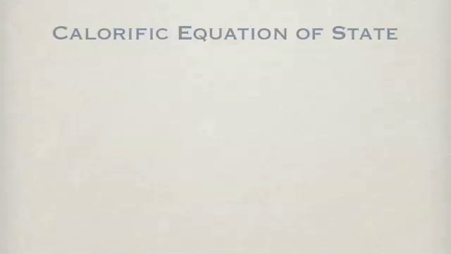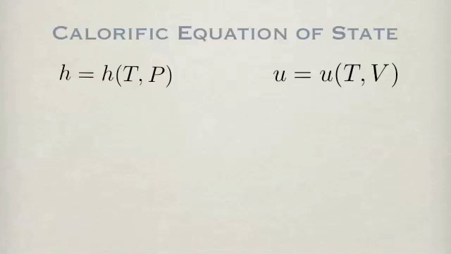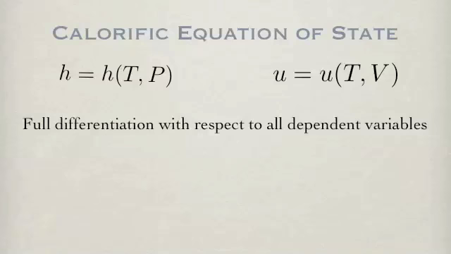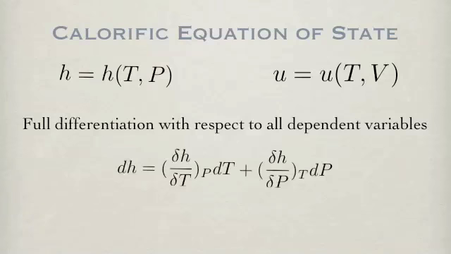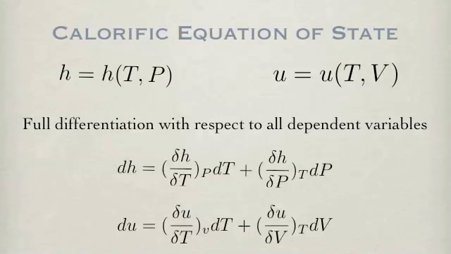To study the changes of energy, let us look at the energetic quantities H with respect to T and P, and U with respect to T and V. Looking at the differential with respect to the independent variables. H is dependent on T and P, and dH is the differential with respect to T and P, dT and dP. U is dependent on T and V, so the differential dU is dependent on dT and dV.